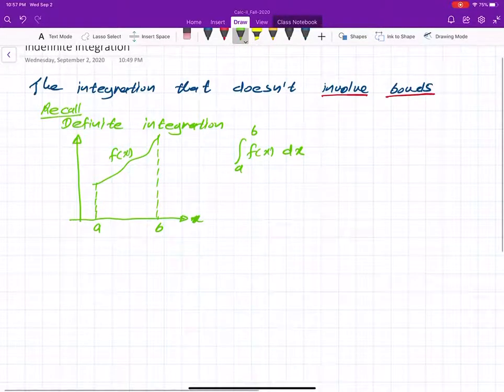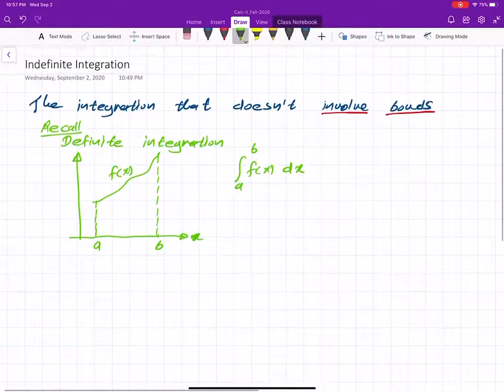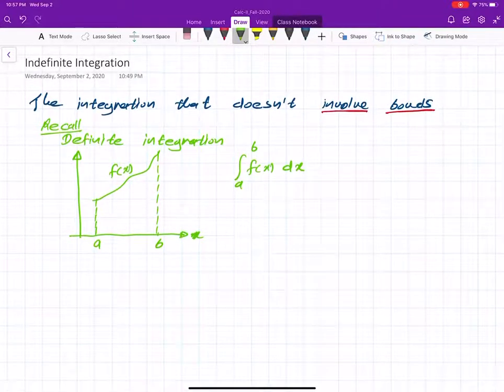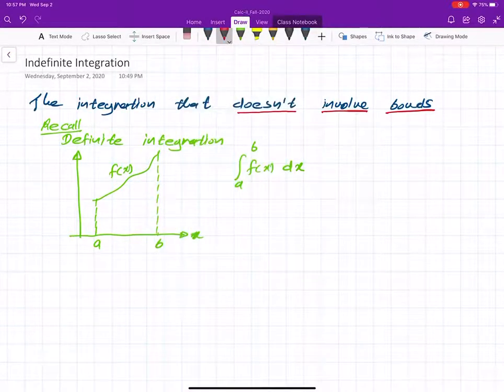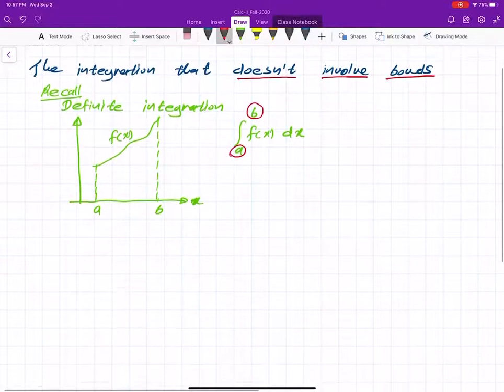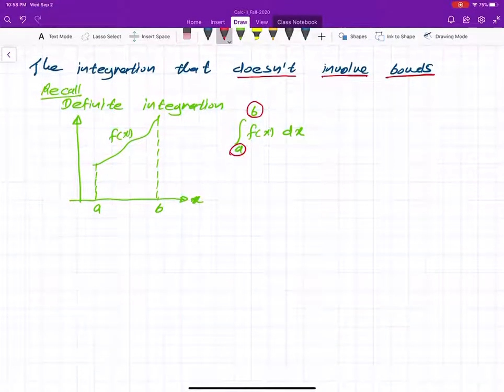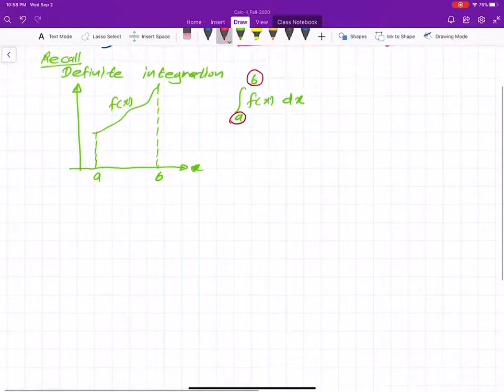In indefinite integration, you don't have these bounds. This does not involve bounds. You don't have these bounds in indefinite integration. Let me write down a small definition for that.